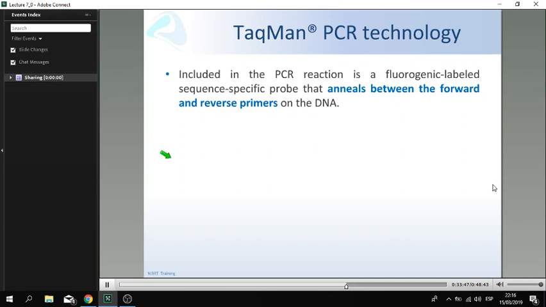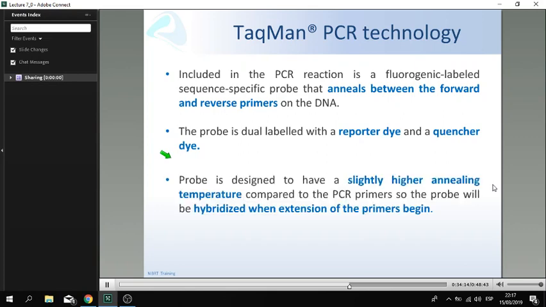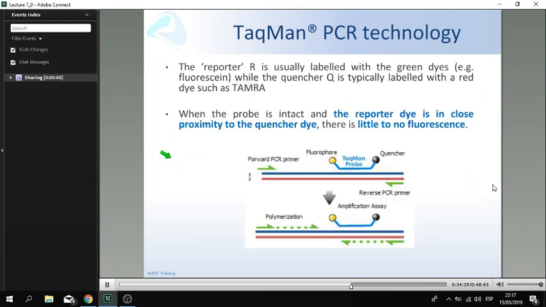So what is TaqMan? A TaqMan probe is a sequence-specific probe that has a fluorescence on it and that anneals between the forward and reverse primer on the DNA. So it's made to bind to your DNA sequence of interest between your forward and reverse primer. It has a dual label, so it has a reporter dye and a quencher dye on it. And it's designed to have a slightly higher annealing temperature compared to PCR primers. So the probe binds a little bit before the primers bind and the extension of primers begins.